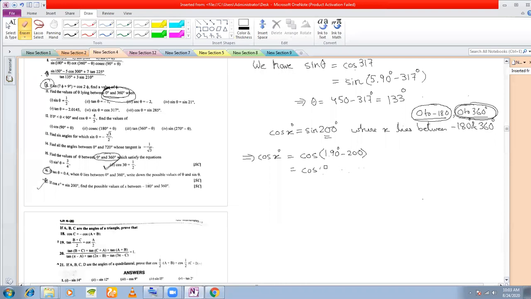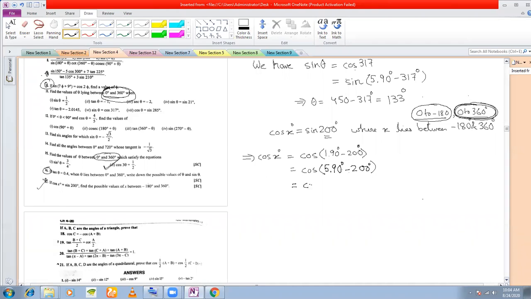We'll try out the next one. So one rotation is over. Okay, we'll try out the next rotation. In the next rotation, again first quadrant, 5 into 90 degree minus 200 degree. Is this acceptable? 450 minus 200 is 250. This is acceptable, it lies between 0 and 360 degree. Okay.